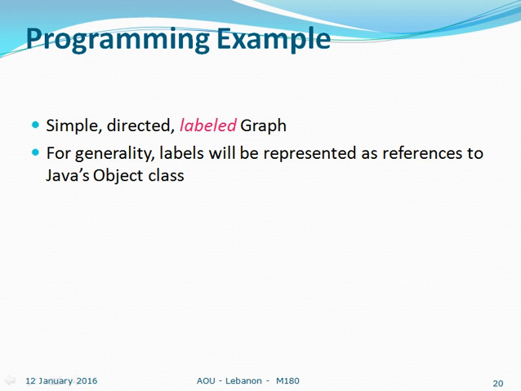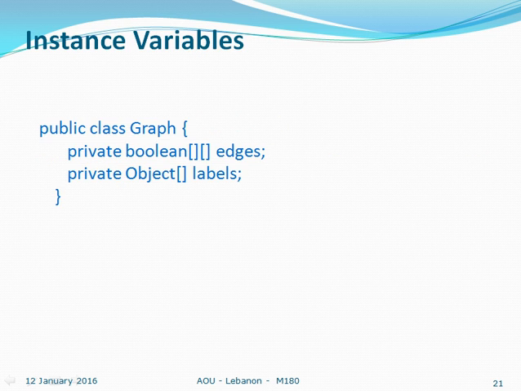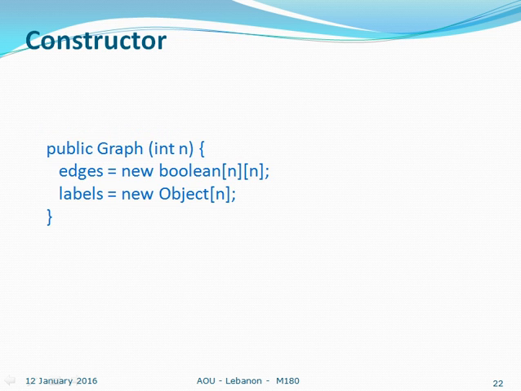Now to put this graph in a program, we consider it a simple directed and labeled graph. We also give a label for the vertices. You can have variables like a boolean array of edges and an array of label objects. For generalization, we make the labels objects. We can initialize the graph variable by using the graph constructor. The size n is the number of nodes in the graph.